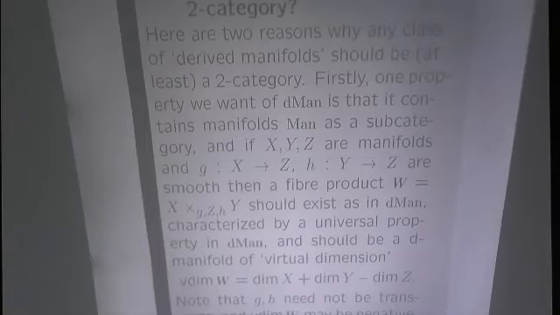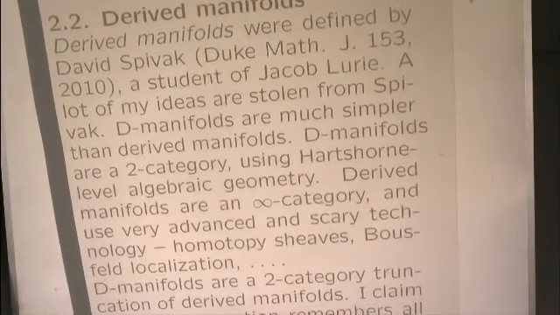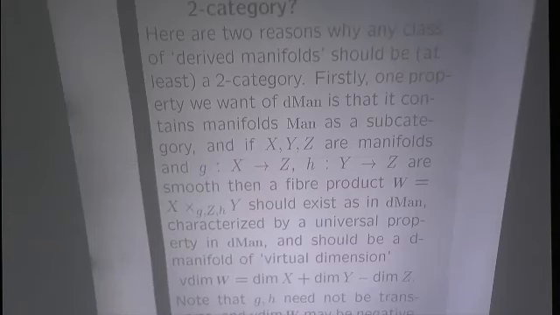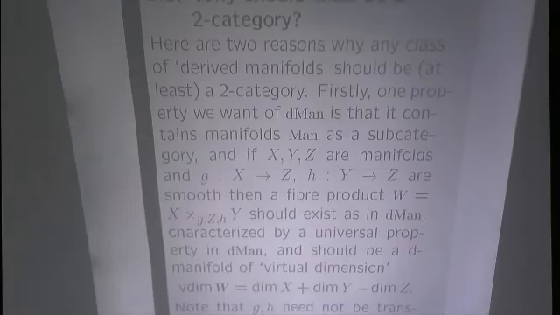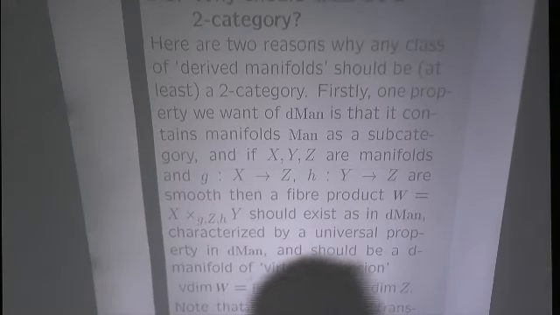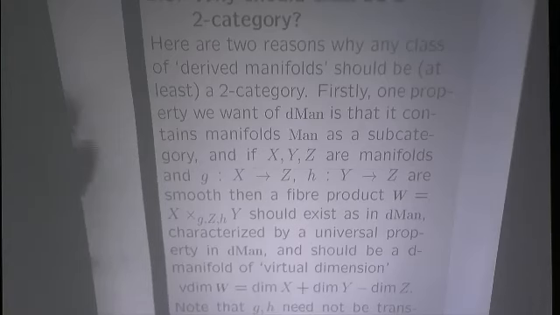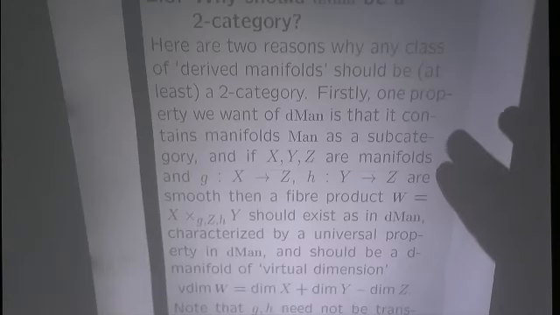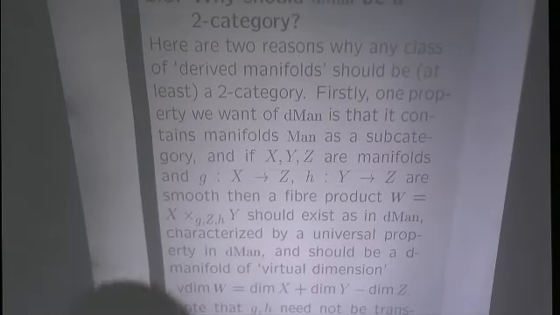Let's talk about, if we're trying to build some putative category of derived manifolds, why it should be a two-category. There are two things to justify: why it should be at least a two-category, and why it should be at most a two-category. One reason why it has to be some kind of higher category is this. One property I want of derived manifolds is that it should contain manifolds as a subcategory. These things are generalizations of manifolds.